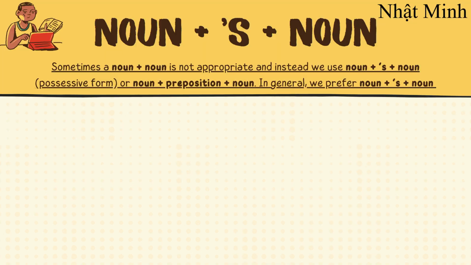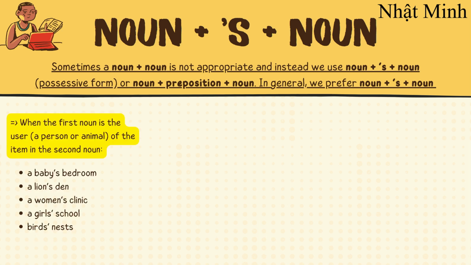Noun plus noun. Sometimes a noun plus noun is not appropriate, and instead we use noun plus 's plus noun, the possessive form, or noun plus preposition plus noun. In general, we prefer noun plus 's plus noun when the first noun is the user, a person or animal, of the item in the second noun: a baby's bedroom, a lion's den, a woman's clinic, a girl's school, a bird's nest.